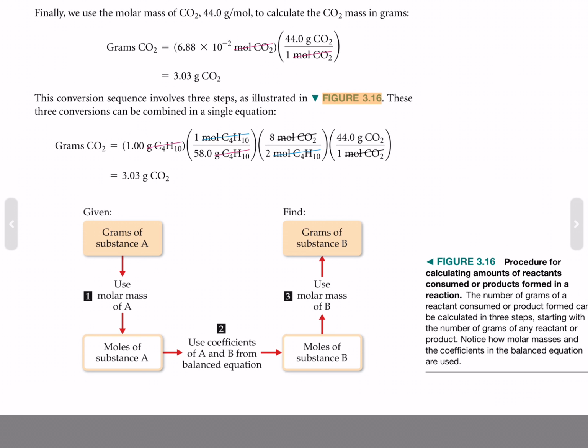Figure 3.16, procedure for calculating the amount of reactants consumed or products formed in a reaction. The number of grams of a reactant consumed or product formed can be calculated in 3 steps, starting with the number of grams of any reactant or product. Notice how molar masses and the coefficients in the balanced equation are used. Starting with grams of the substance, use the molar mass from the periodic table to find moles of substance A. Then you do the equivalence based on the balanced equation to find the moles of substance B, and then you go back through the periodic table using the molar mass to find grams of substance B.